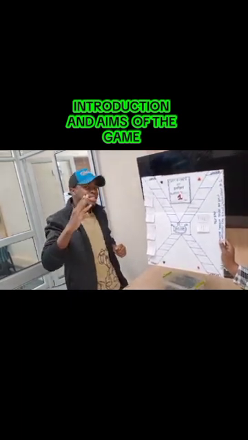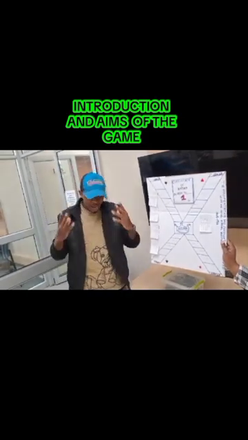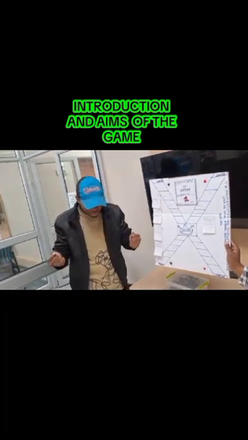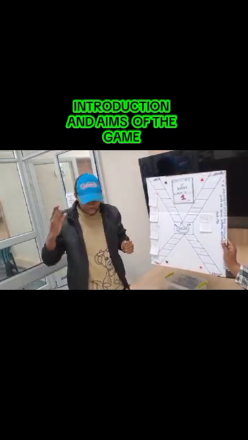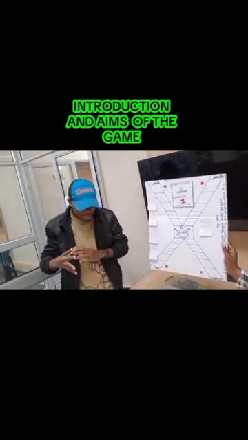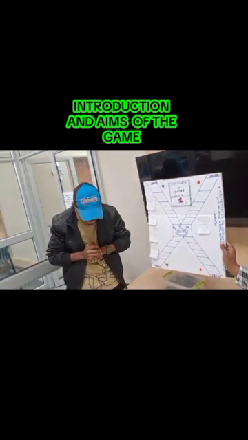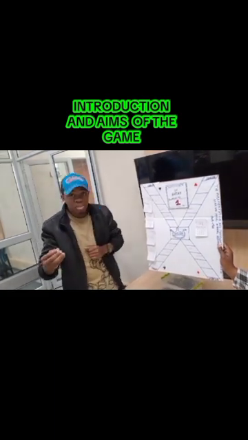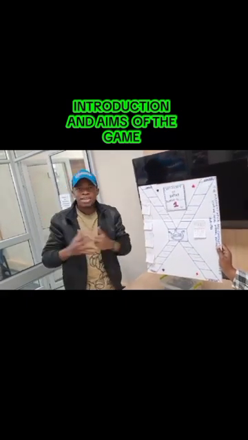to 1966. The aim of this game, number one, is to help learners understand the key apartheid laws introduced between 1948 and 1966. Number two, to explore the resistance movements that challenged apartheid, as you can see here. Number three, to recognize the role of key leaders in the struggle, like Nelson Mandela and everyone there.